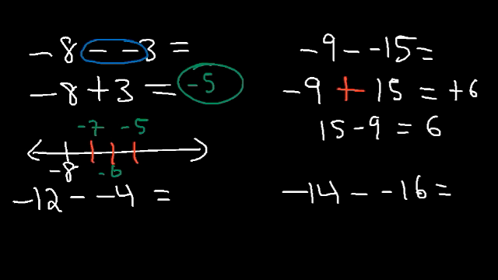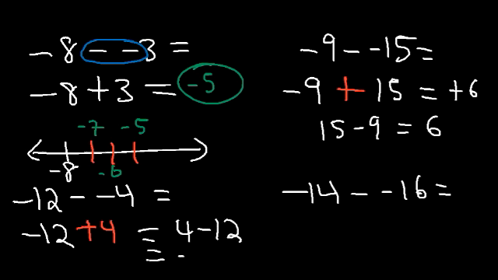So negative 12 minus negative 4 is the same as plus 4. And negative 12 plus 4 is the same as 4 minus 12. And that should give you negative 8.